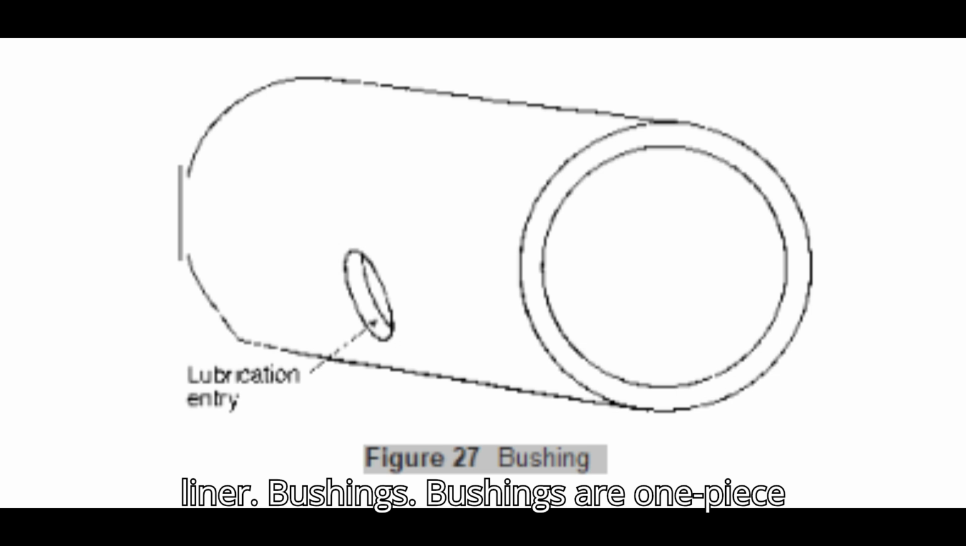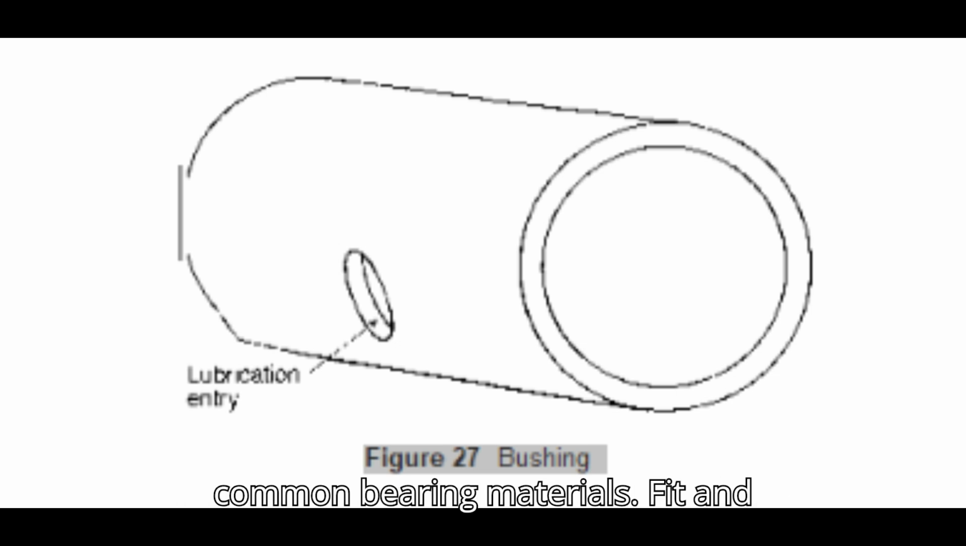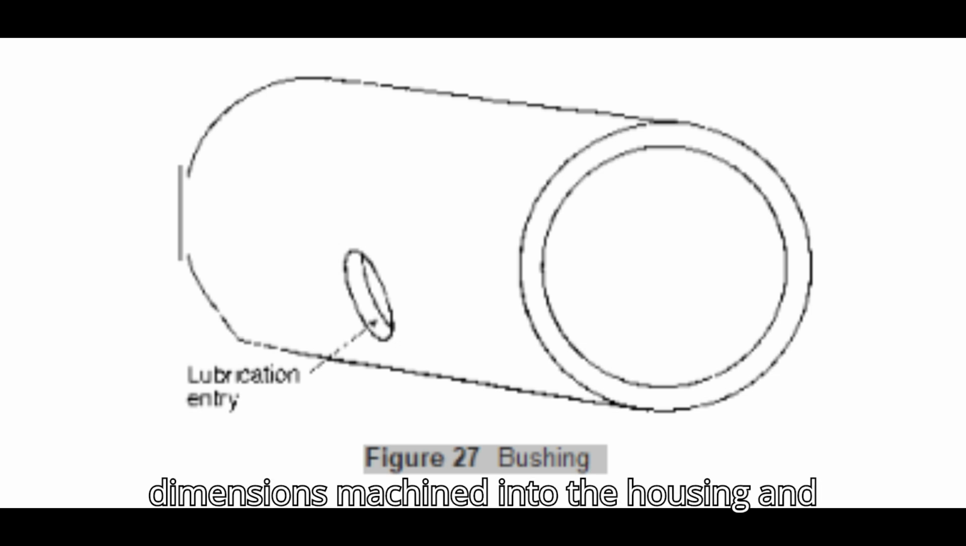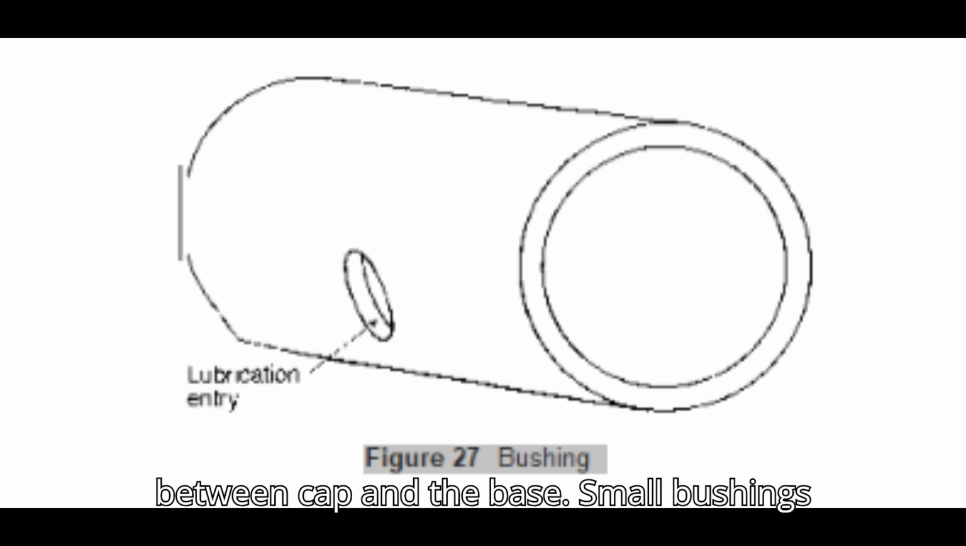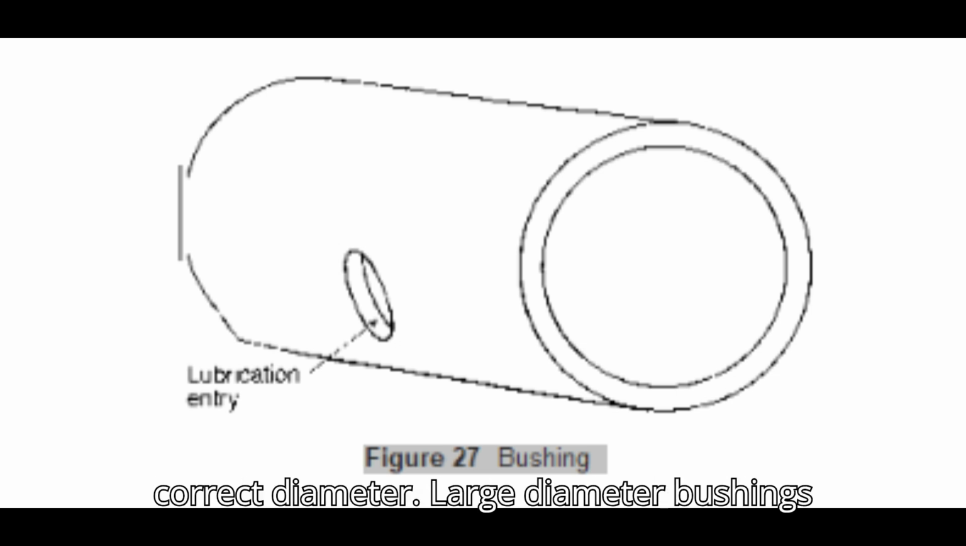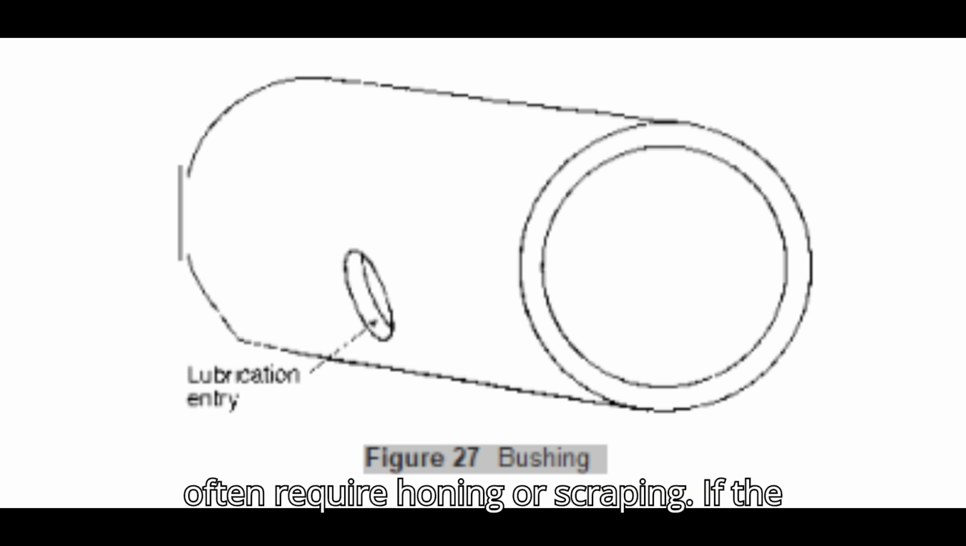Bushings. Bushings are one-piece liners and can be made from any of the common bearing materials. Fit and clearance is usually set by the dimensions machined into the housing and bushing. It is held in position by a press fit and dowels, or by dowels with the clamping action between the cap and the base. Small bushings can be reamed to bring the bore to the correct diameter. Large diameter bushings often require honing or scraping.